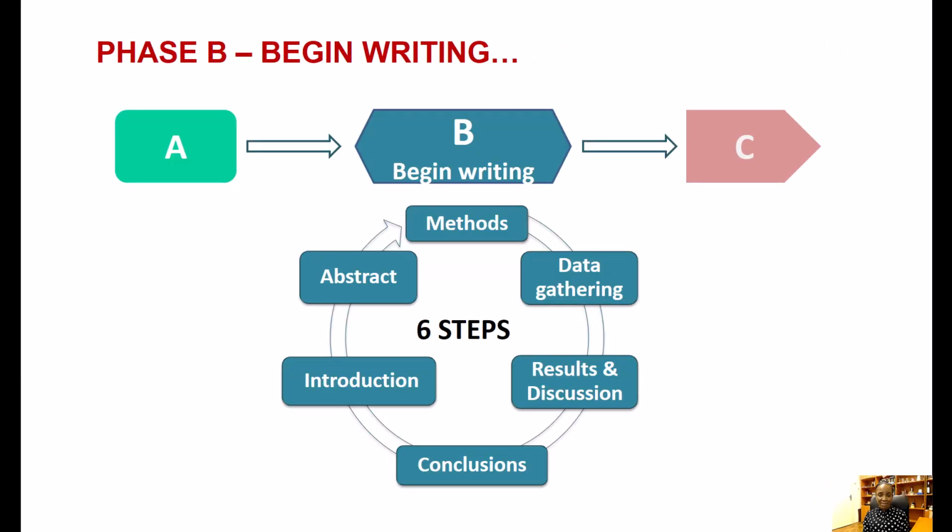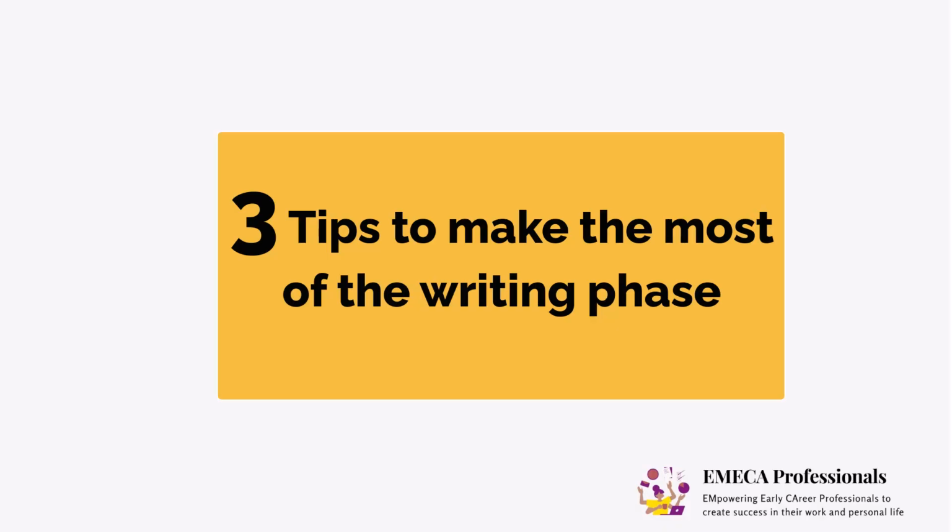The second phase, which is the B, begin writing, is where you take your rough sketch and convert it into words on the outline. So this phase consists of 6 main steps. So we are talking about the methods, the data, results, introduction, and all that. So these are the core parts of your paper. Before we dive into the individual steps, I want to give you 3 tips which are important for making the most of the writing phase.